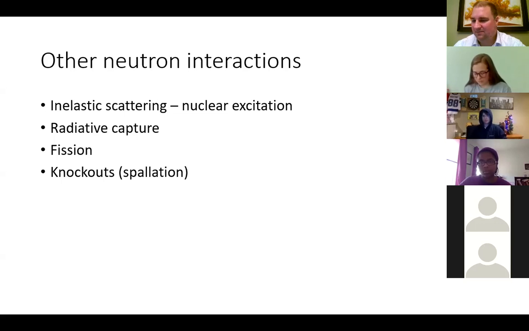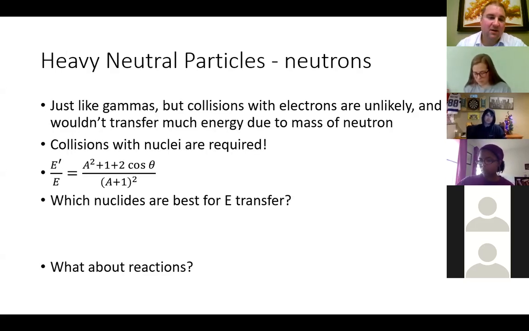Why is it that low mass number nuclides are best for energy transfer? Because they're closest to the mass of the neutron. So thinking back to general physics, or to our charged particle discussion, remember that when you've got two objects and they collide, if they're equal mass, then it's possible that they can completely transfer all of their energy, right? Got it. Like the Newton's cradle kind of thing.